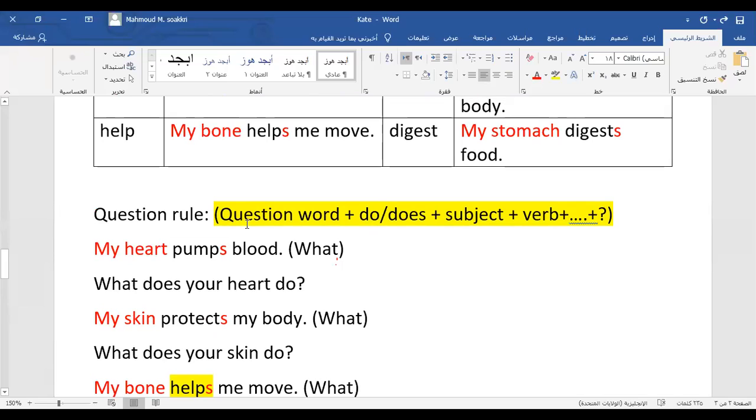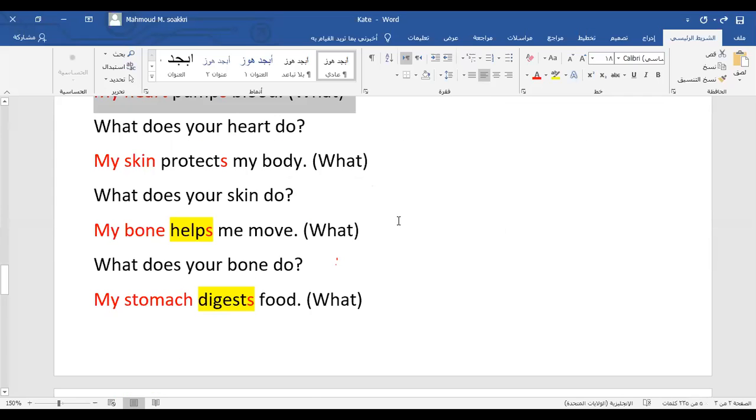Look at the grammar rule, Ahmed Hani. After does, what should we put? What is this word that we put after do or does? Subject. Okay. Ahmed Hani, the subject is the words that come before the verb. Your verb is digests. What are the words that come before the verb? What are these words?